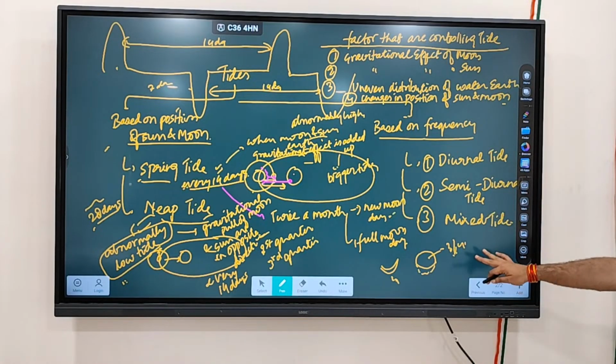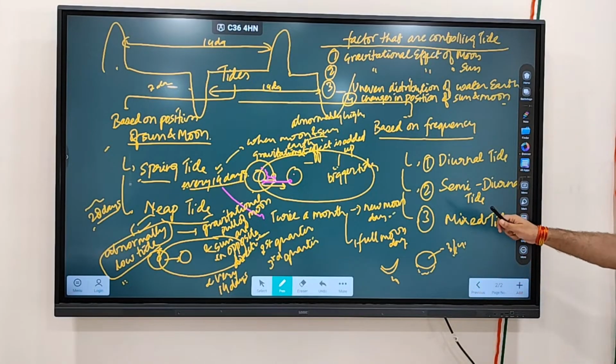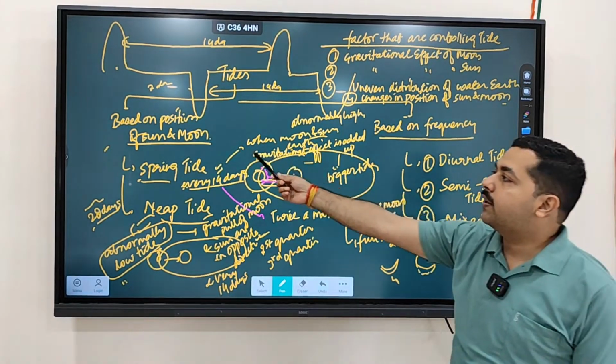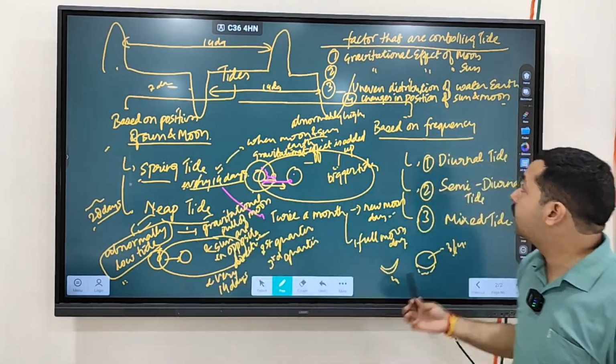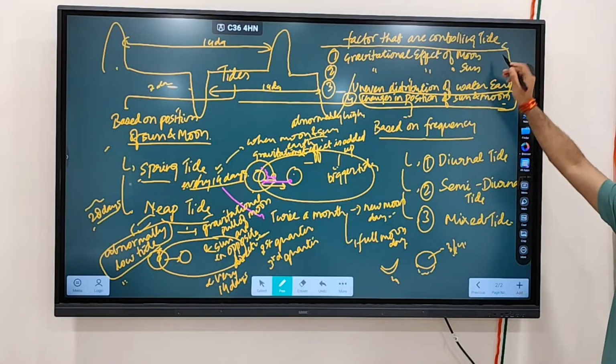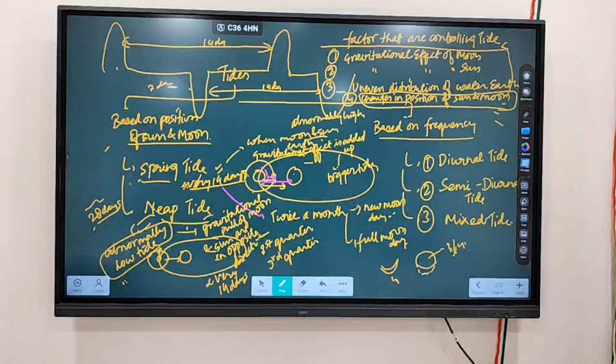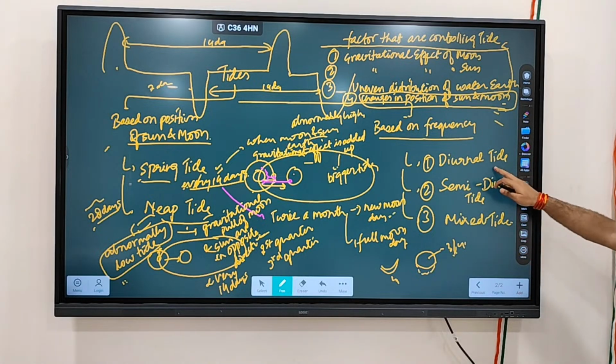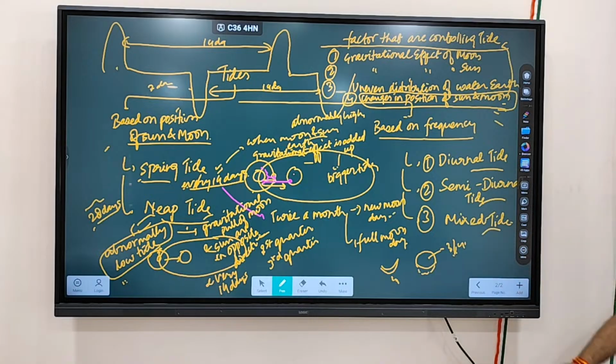Second classification that you are seeing is based on frequency. Based on position of sun and moon, we have discussed that these tides are occurring, and that's why we have written that tides also change with the position of sun and moon. That we have written as factors affecting the tides. So change in position of sun and moon can cause either abnormally high tide or abnormally low tide. So that's why this factor is also affecting the tides. Fine. Based on frequency, we have written diurnal tide, semi-diurnal tide or mixed tide.